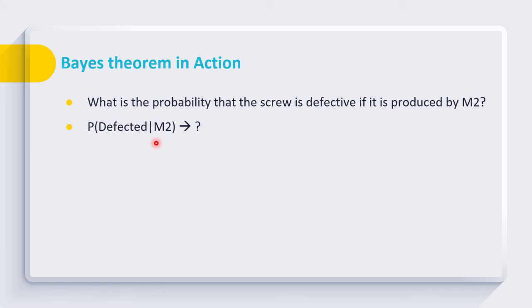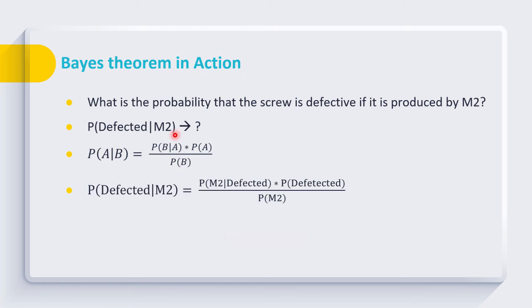And in order to calculate this value, we can make use of Bayes theorem. And we know that in case of Bayes theorem, the probability of A given B is equal to probability of B given A multiplied by probability of A divided by probability of B. So if we fit all these values for probability of defective given M2, then the Bayes theorem will look like this. It will be probability of M2 given defective multiplied by probability of defective divided by probability of M2.